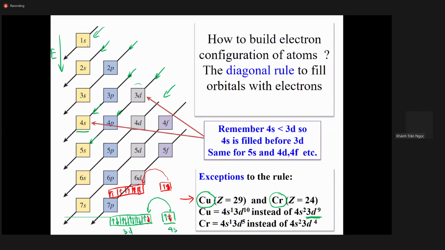Actually, this concept becomes quite complicated when you move to the next ones, like 4d, 5d or 6d. The elements here sometimes will not show that rule. They will not show that specific case.